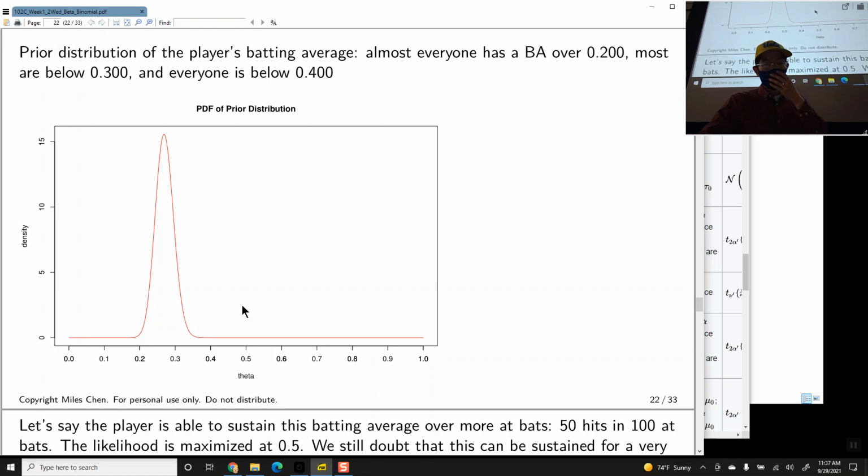Okay, let's just try out another example here. Let's say, all right, so again, we're going to start off with the same prior distribution.